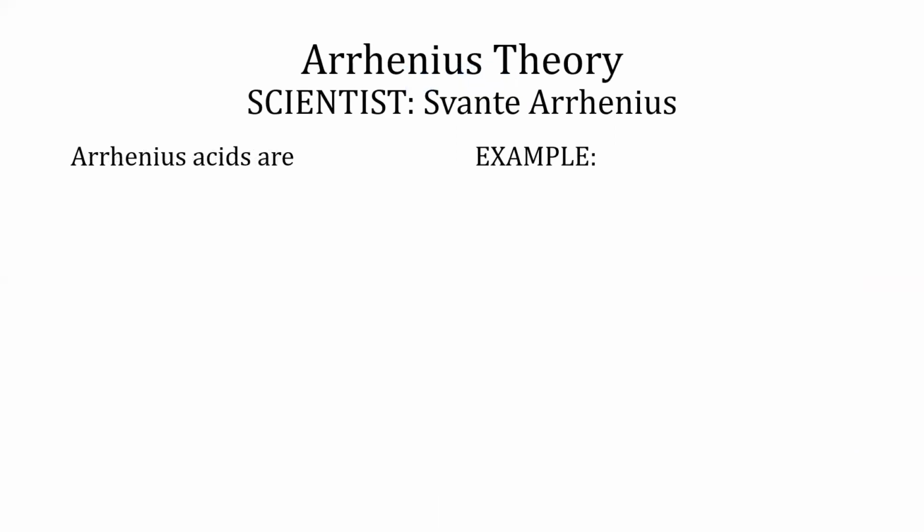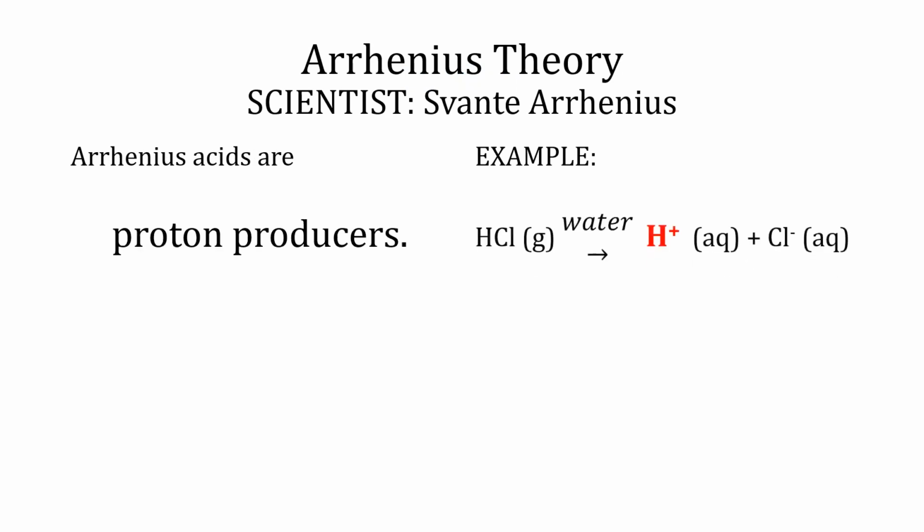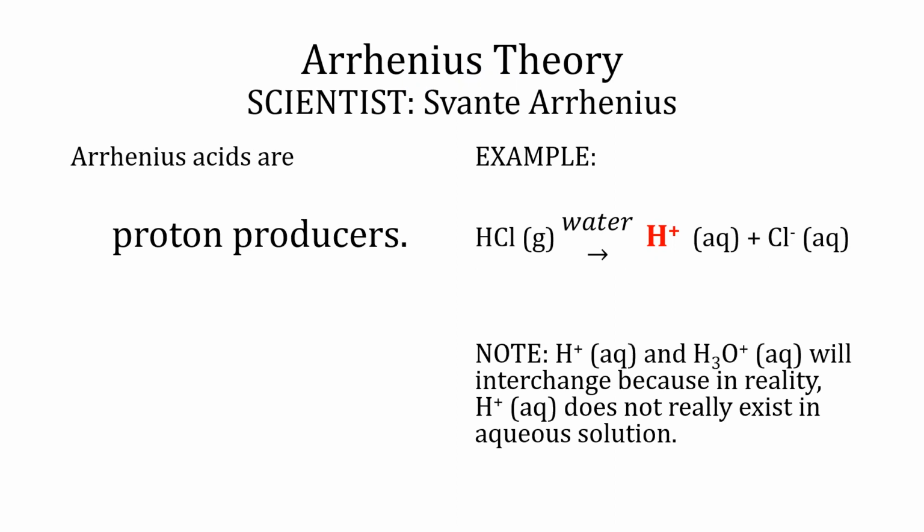Under the Arrhenius theory, Arrhenius acids are proton producers. For example, HCl gas in water produces H+ and Cl- ions in aqueous phase. H+ and H3O+ will interchange because in reality, H+ doesn't really exist in aqueous solution.